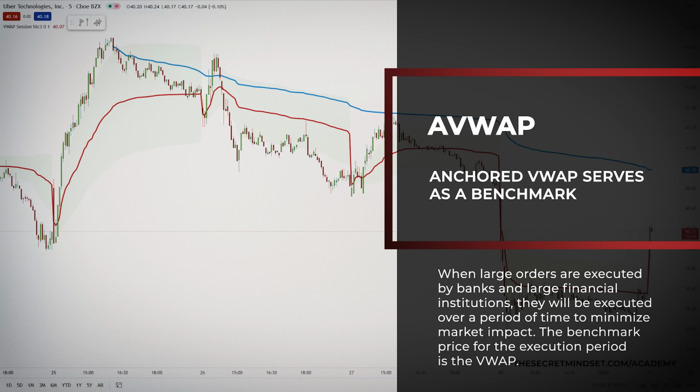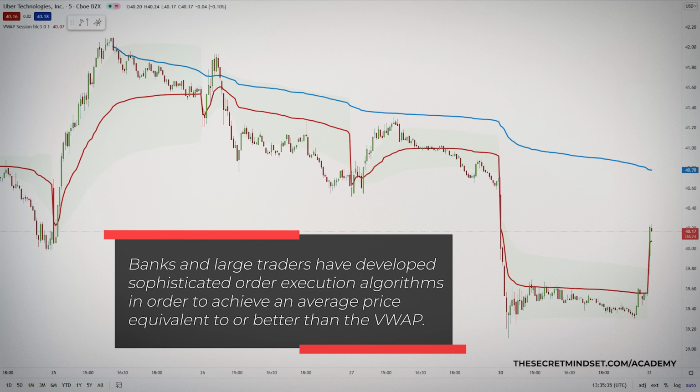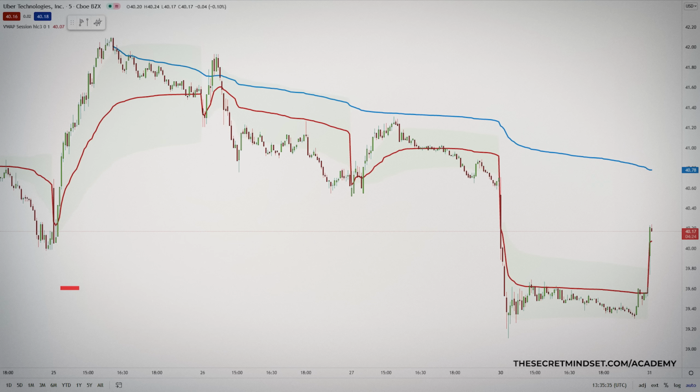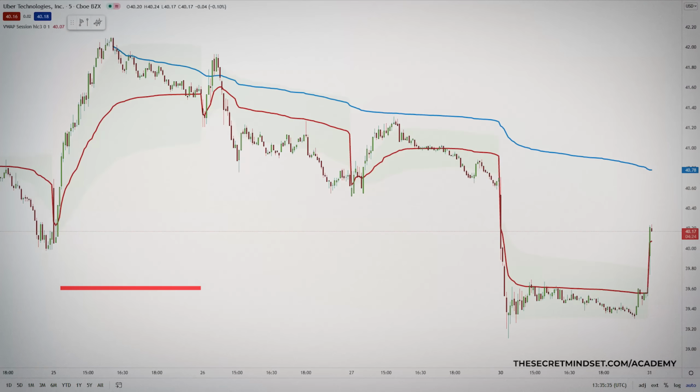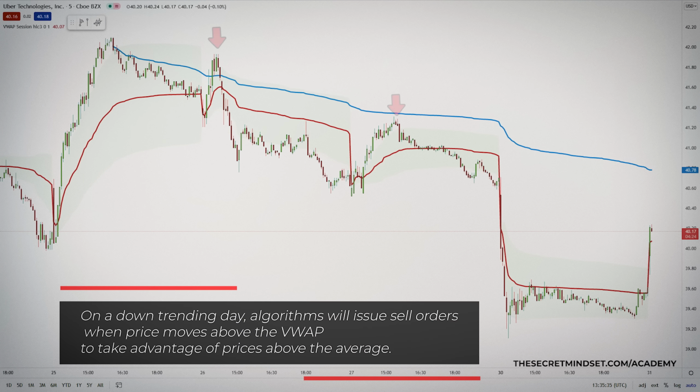When large orders are executed by banks and large financial institutions, they will be executed over a period of time to minimize market impact. The benchmark price for the execution period is the VWAP. Banks and large traders have developed sophisticated order execution algorithms in order to achieve an average price equivalent to or better than the VWAP. On an uptrending day, such algorithms will issue buy orders when price drops below the VWAP to take advantage of prices below the average. On a downtrending day, the same algorithms will issue sell orders when the price breaks above the VWAP to take advantage of the prices above the average.